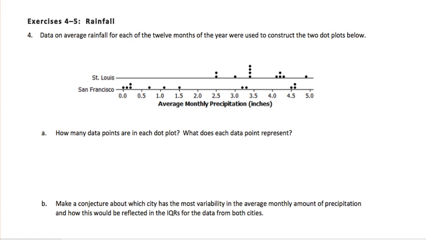Finally, we're going to look at data on the average rainfall for each of the 12 months of the year in St. Louis and in San Francisco. First, let's look at how many data plots are in each dot plot. So St. Louis has 12 pieces of data. San Francisco also has 12 pieces of data, one for each month, I would assume.